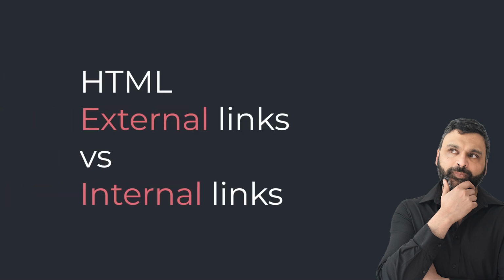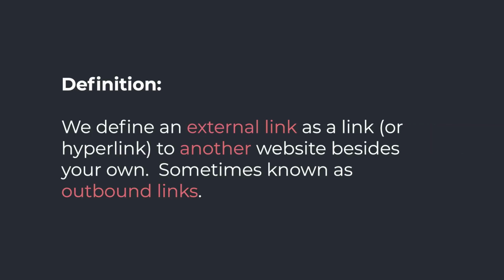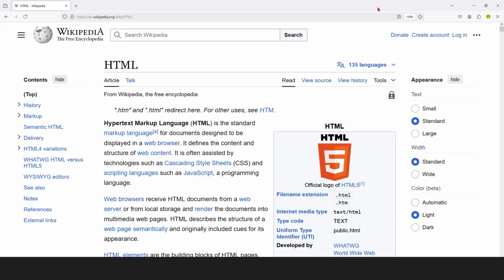HTML external links versus internal links. External links. We define an external link as a link or a hyperlink to another website besides your own. Sometimes external links are known as outbound links. Let's take an example of an external link.